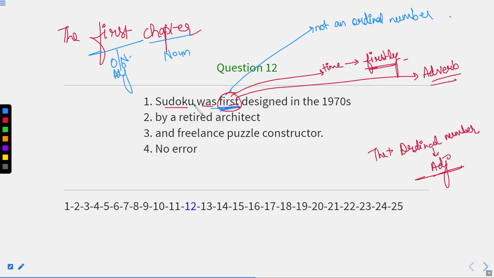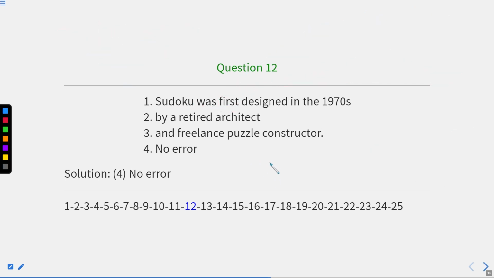It means this entire sentence is easy and simple, that this sentence contains no error at all. This sentence is absolutely correct. Sudoku was first designed in the 1970s by a retired architect and freelance puzzle constructor. So here in this question, there is no error at all. So our answer will be no error. I hope you have got this concept. Now let us move to the next question.